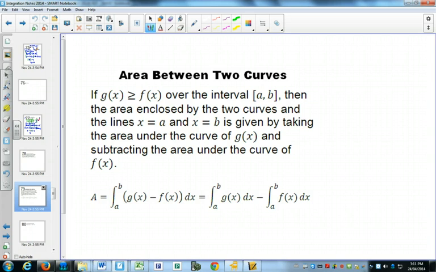So the class has requested that this class be taught in Spanish. So the nice thing about the area between two curves, I was trying to think if I could do this.